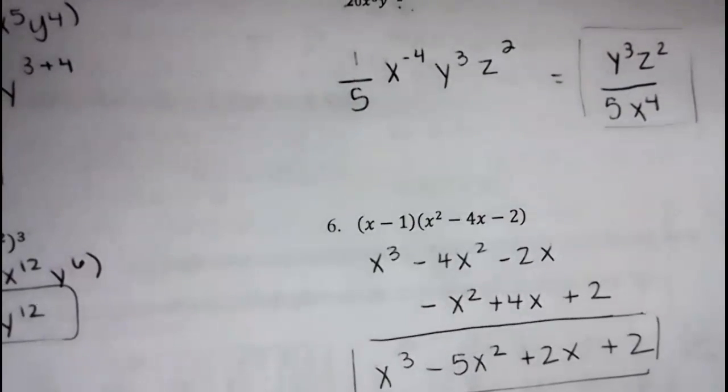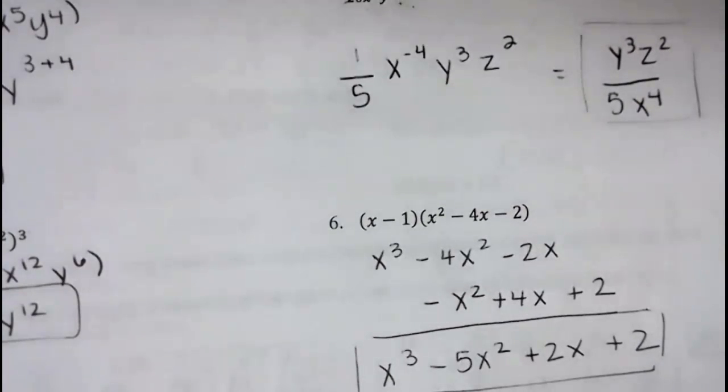And number 4, similarly, you clean up the numbers, you clean up the x's, you clean up the y's. There are no other z's, so it stayed the same. You can't have a negative exponent, so you bring the negatives down as positives, and then you have your final answer.